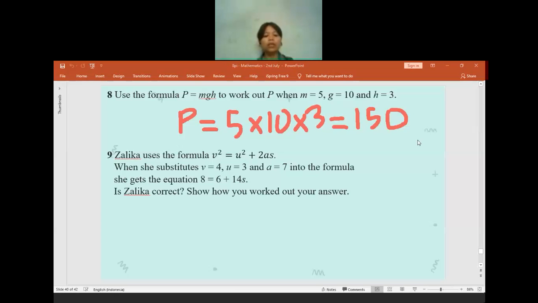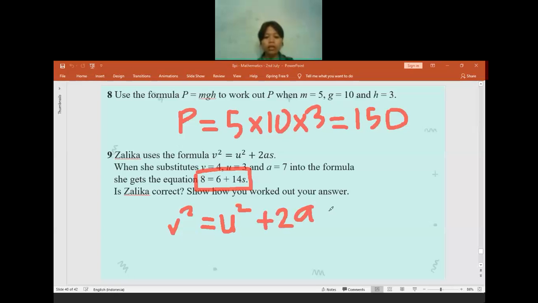V squared equals U squared plus 2AS. When she substitutes V equals 4, U equals 3, A equals 7 into the formula, she gets that 8 equals 6 plus 14S. Is she correct or wrong? Wrong? If you say wrong, can you tell me which part is wrong? Let me rewrite the formula again. V squared equals U squared plus 2AS.